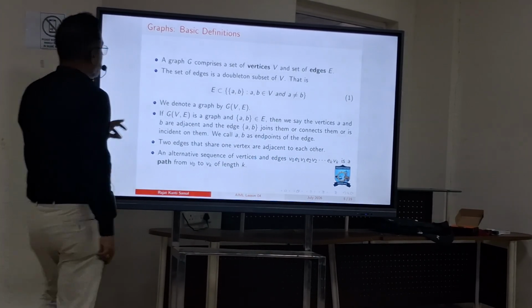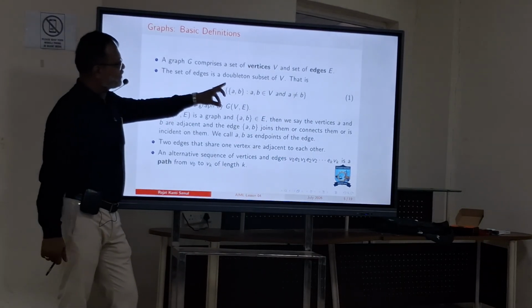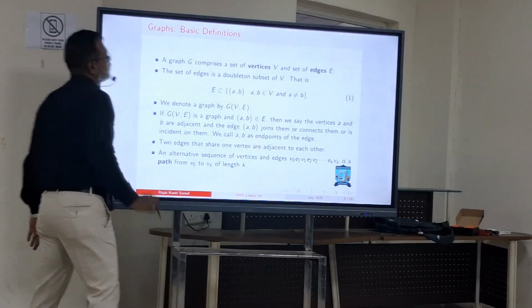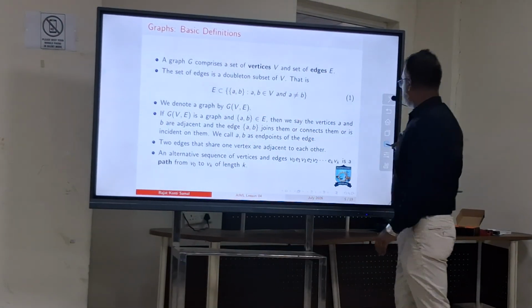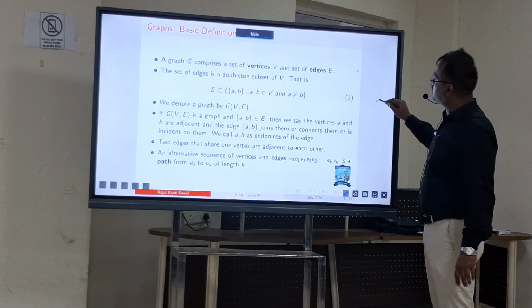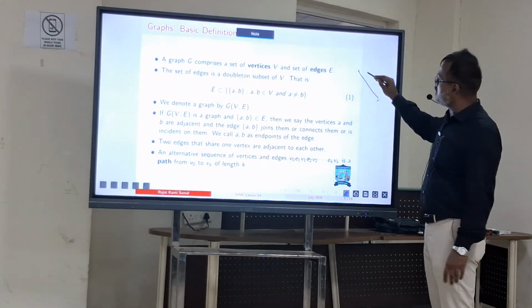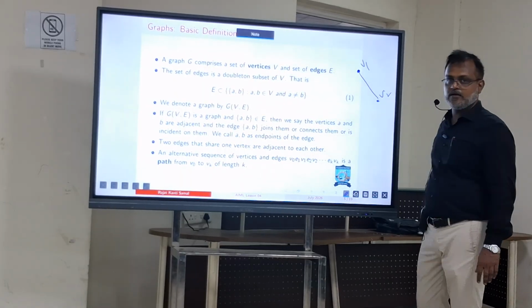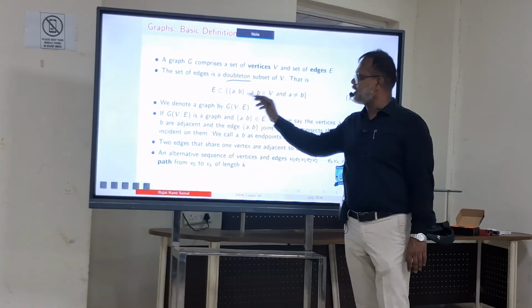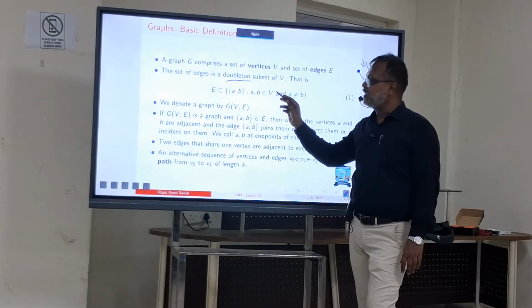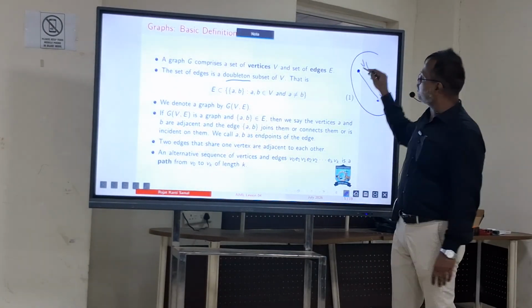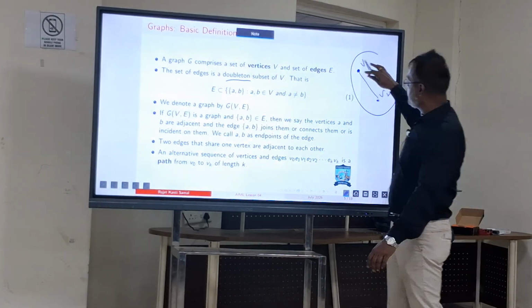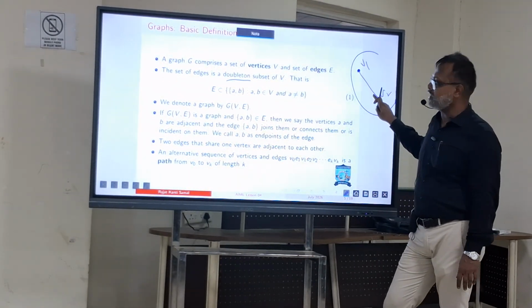So a set of edges is a doubleton subset of V, that means vertices. It's very simple. It's a formal definition. That means you have got two vertices and one edge. Why is it doubleton? Because it starts from one vertex to another vertex. That's why it is a doubleton. A, B are elements of the set of vertices, whereas both are not equal. It says that. We denote a graph by G of vertices and edges, right?